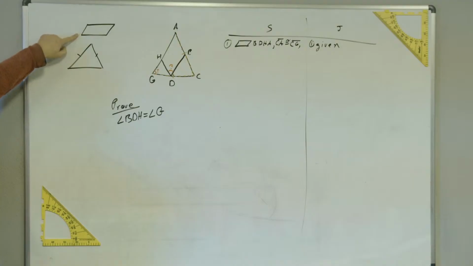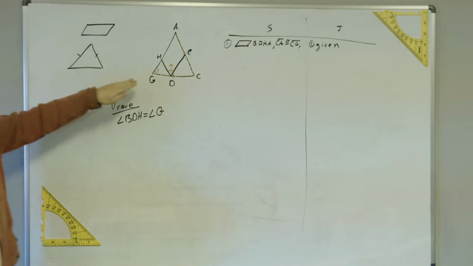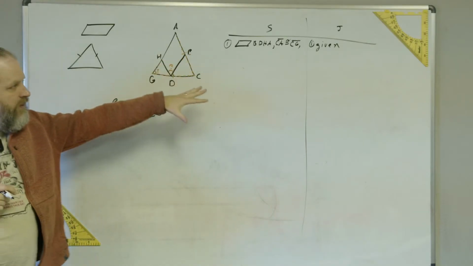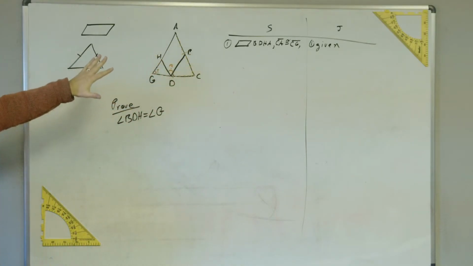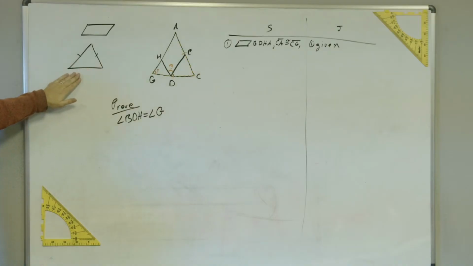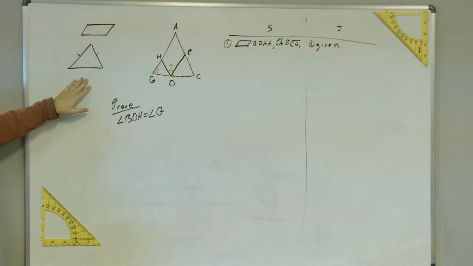This one is a parallelogram. This one is a triangle, isosceles triangle. We know it's isosceles because these two are the same. We need to say it's an isosceles, but we can do that easy, right? What do we know about isosceles triangles? Two sides are congruent, true. What else? That's the definition, right? The two sides are congruent. What else do we know about isosceles triangles?